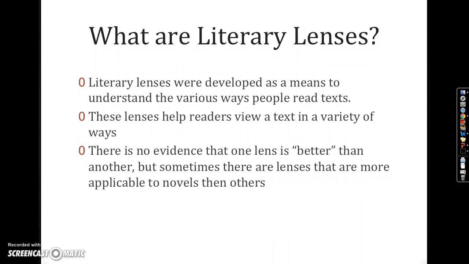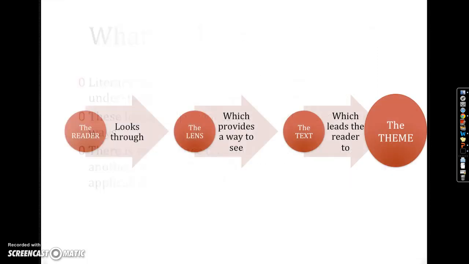Literary lenses were developed as a means to understand the various ways people read texts. These lenses help readers view a text in a variety of ways. There is no evidence that one lens is better than another, but sometimes there are lenses that are more applicable to novels than others. This flowchart should help clear up why readers use literary lenses.